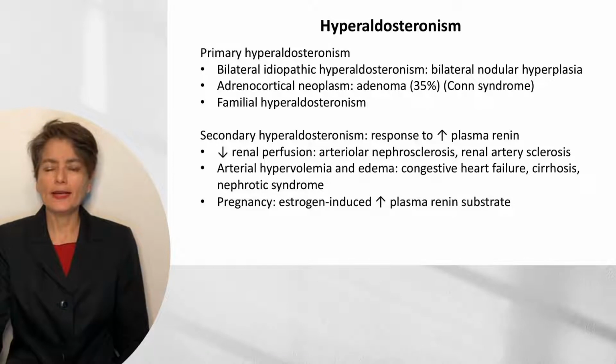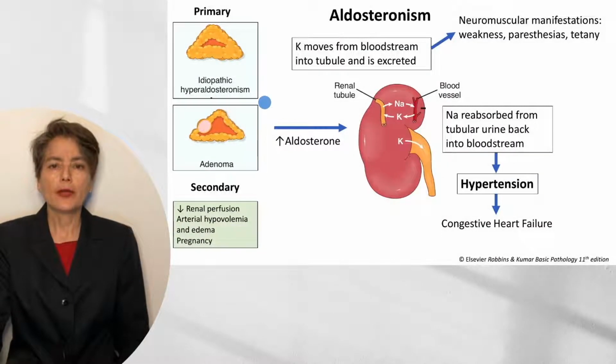Okay, so what is the effect of all this aldosterone on the body? Once more we have our primary causes. Most common, idiopathic hyperaldosteronism. Second most common will be our adenoma, and then we have our secondary causes, all of them leading to increased aldosterone. What does aldosterone do? Well, it's going to move potassium from the bloodstream to the renal tubule for excretion, so we'll have potassium wasting. And this can have neuromuscular manifestations such as weakness, paresthesias, and tetany.